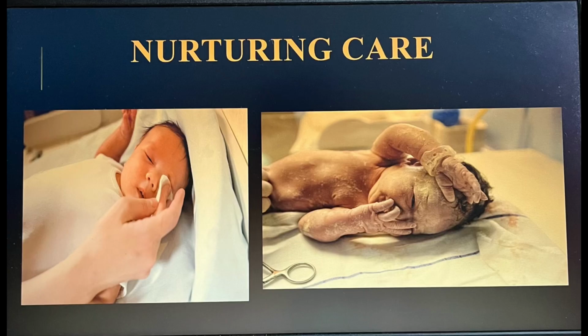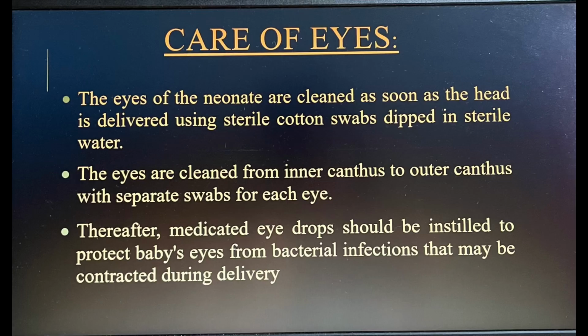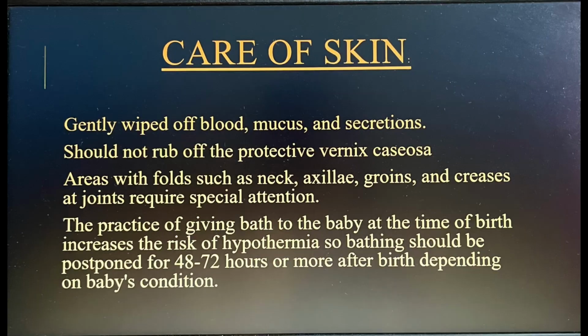So next is nurturing care. Under nurturing care, first is care of eyes. Just after delivery of the baby we have to clean the eyes using sterile cotton swabs dipped in sterile water. For both eyes we have to use different swabs. We have to wipe from the inner canthus to the outer canthus, that is, from less contaminated to more contaminated. And if any medicated eye drops are needed, we also have to instill those.